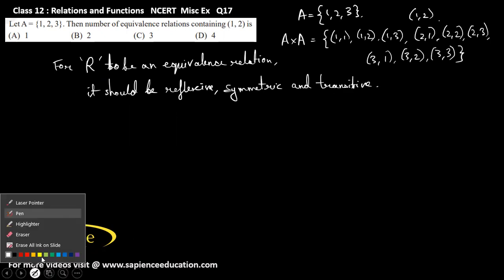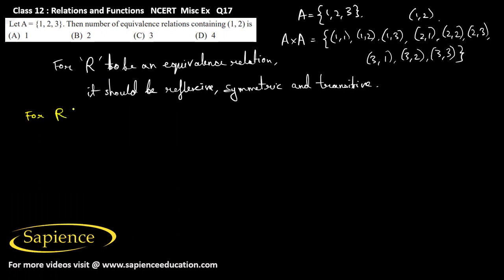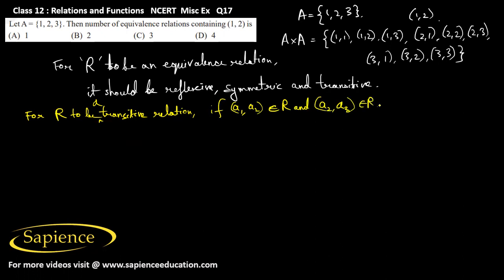So for transitive, the rule is what? For R to be a transitive relation, we should have that if (a1, a2) belongs to R and (a2, a3) also belongs to the relation R, then that implies that (a1, a3) should also belong to the relation R for all a1, a2, a3 belonging to the set A. So for R to be a transitive relation on the set A, this condition should be fulfilled.